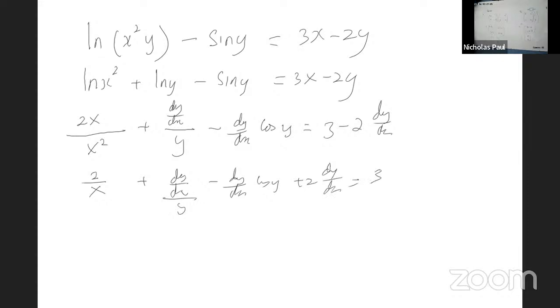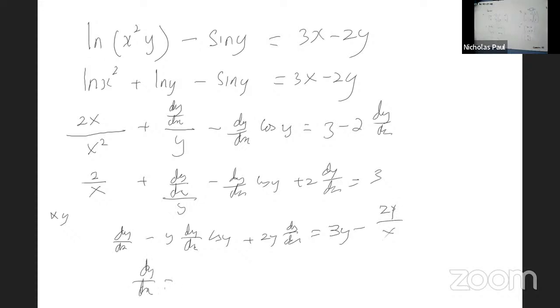What could we do with the y? We could get rid of it by multiplying out by y. So we'll get 2y on x. I'm carrying across that 2y on x one time. So we'll get dy/dx minus y dy/dx cos y plus 2y dy/dx is equal to 3y minus 2y on x. So I'll multiply everything out by y, and then I'll make dy/dx subject of the formula.